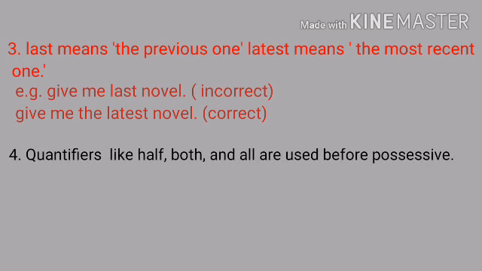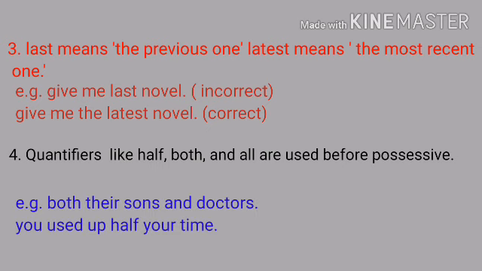Fourthly, quantifiers like half, both, and all are used before the possessive. For example, both their sons are doctors. You used up half your time.